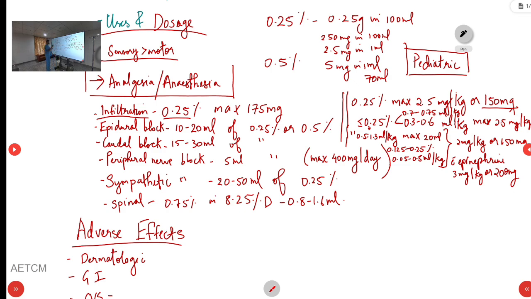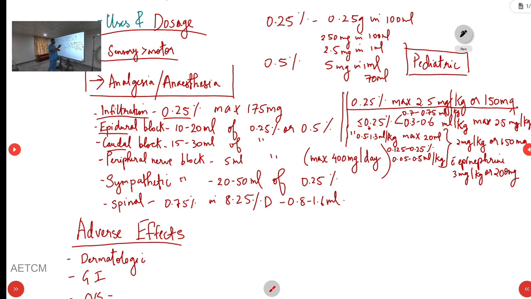And then coming to the other blocks, the epidural block and the caudal blocks, there are ml volumes we can give: 10 to 20 ml for epidural block of 0.25 or 0.5 percentage. In pediatric cases, we can give less than or equal to 0.25%. There is also a concentration of 0.125 available, which is half of 0.25.